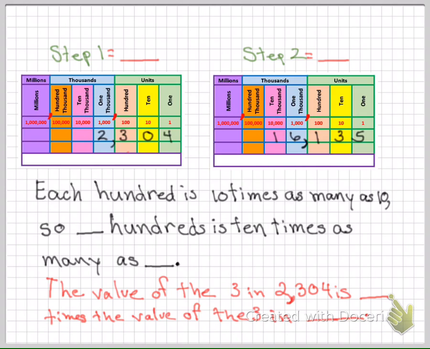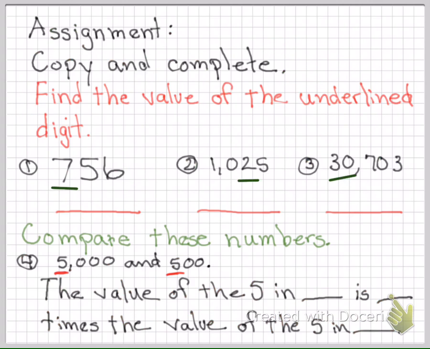It says each hundred is 10 times as many as 10. So how many hundreds, in this case, we have 3 hundreds, is 10 times as many as 3 tens. The value of the 3 in 2,304 is 10 times the value of the 3 in 16,135. Remember, we're talking place values here. One's in the hundreds column, one's in the tens column.